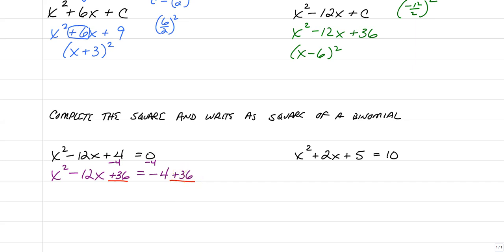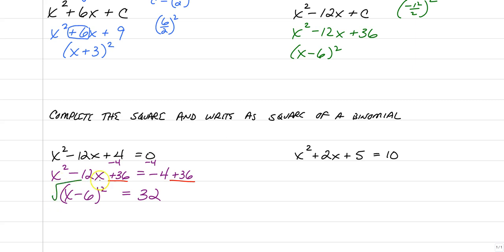Okay? And by doing that, you now have x minus 6 quantity squared equals 32. Now again, you could take this in multiple places. You can subtract it back to the left and have y is equal to x minus 6 squared minus 32, which would be the graphing form equation of a parabola.